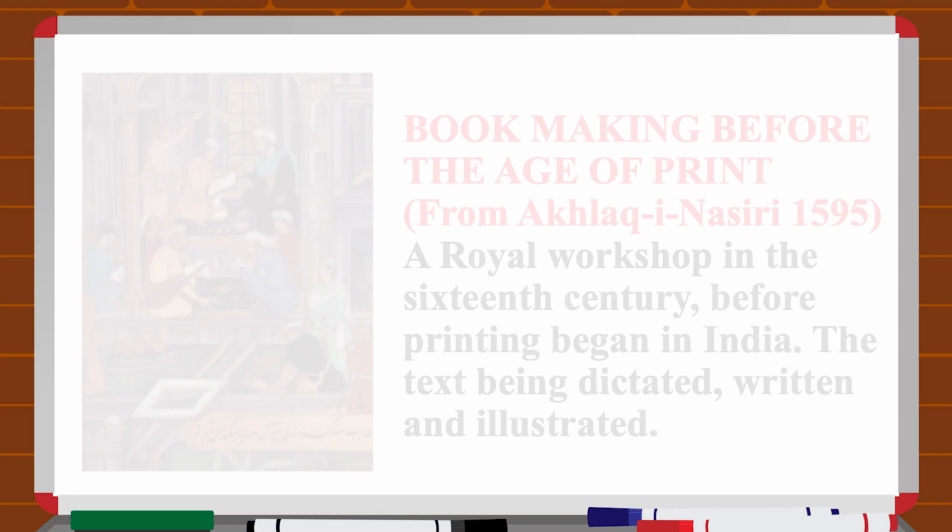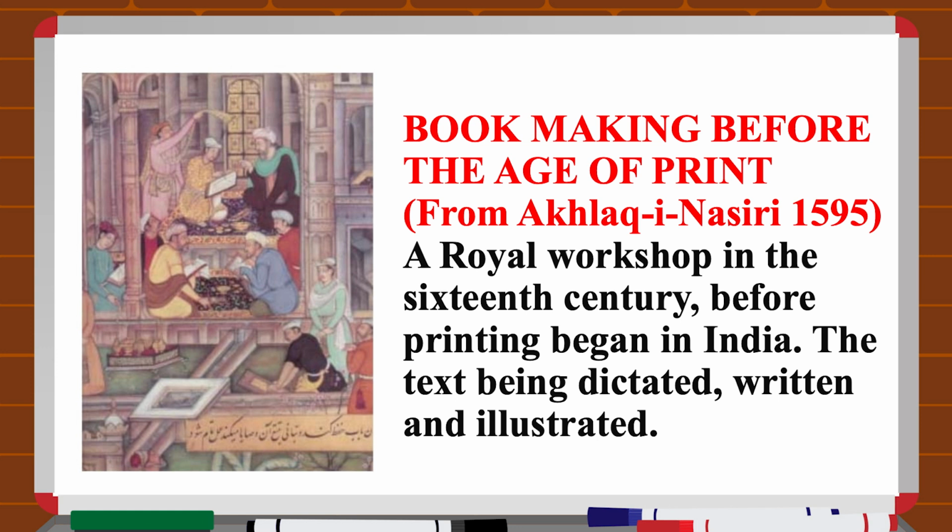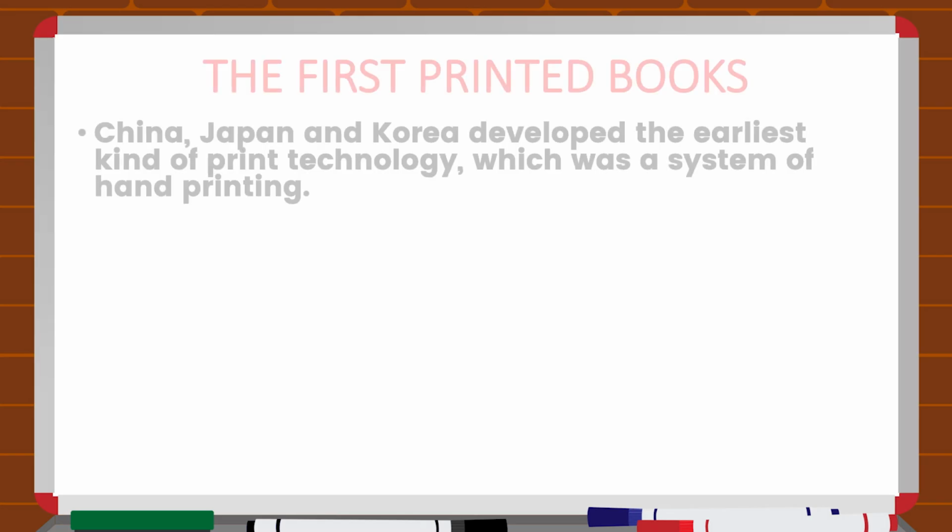in Europe. Students, the picture shows a royal workshop in the 16th century, much before printing began in India. The text is being dictated, written, and illustrated. The art of writing and illustrating by hand was important in the age before print. Can you imagine what would have happened to these forms of art with the coming of printing machines?